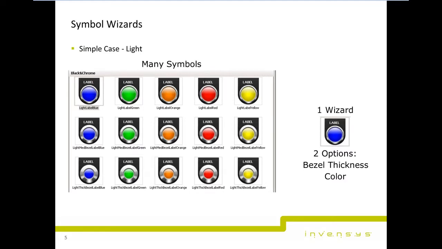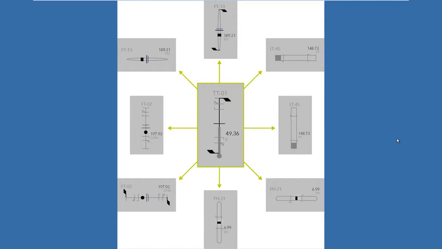Where Symbol Wizards are implemented in 2014 is in the Situational Awareness Library. Let's take a look. Here's an example of how the Symbol Wizard is implemented in 2014 with a Situational Awareness Meter. This is part of the new Situational Awareness Library that's available in 2014. If you want to learn more about that, check out some of our other videos. In this example, the center meter represents the wizard that's stored in the library, and all the different meters around it are different selections from that same wizard. The eight options that you see around it aren't stored individually in the library, just the center wizard.